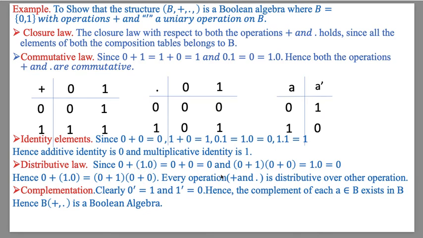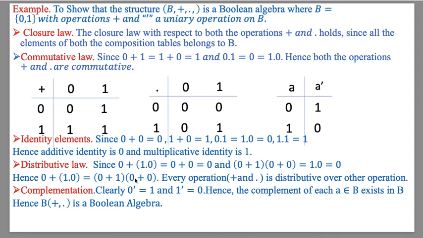Also we can check that distributive law holds. Because 0 plus 1 into 0, we know that 1 dot 0 is 0. So 0 plus 0 equal to 0. Also 0 plus 1 is 1. And 0 plus 0 is 0. And 1 into 0 is 0. So this is 0. So these two are equal. Means 0 plus 1 into 0 is equal to 0 plus 1 into 0 plus 0. Therefore every operation plus and dot is distributive over other operation.